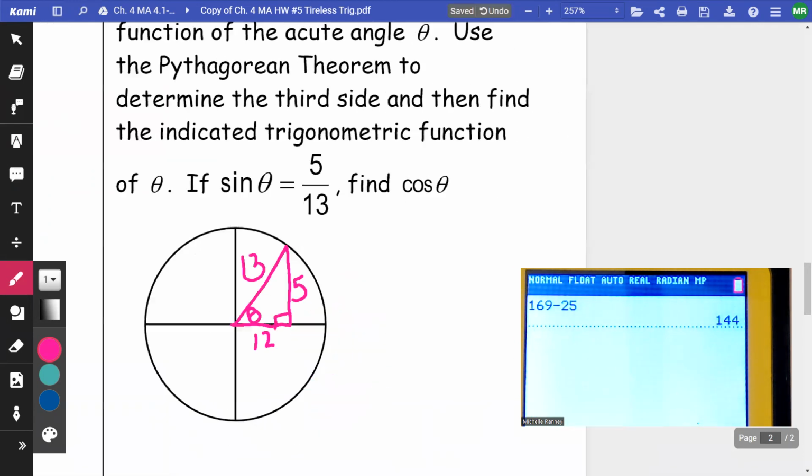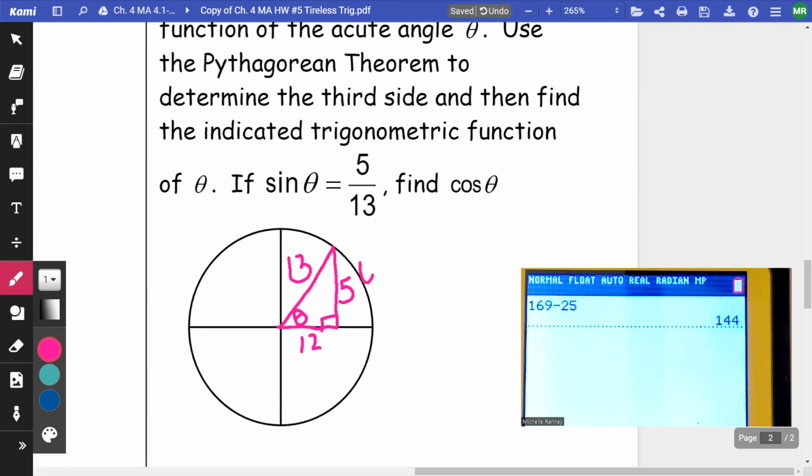Now when they're asking us to find the cosine of this angle, the cosine of this angle is going to be adjacent, which is 12, over hypotenuse, which is 13.